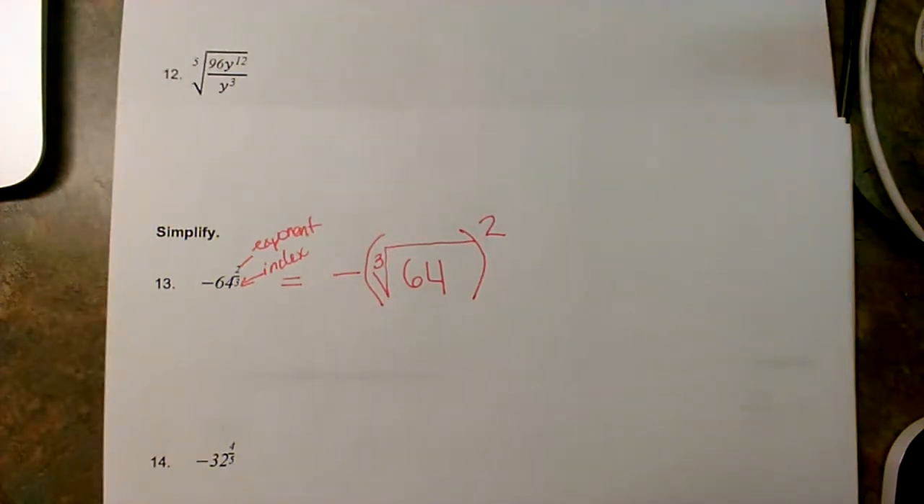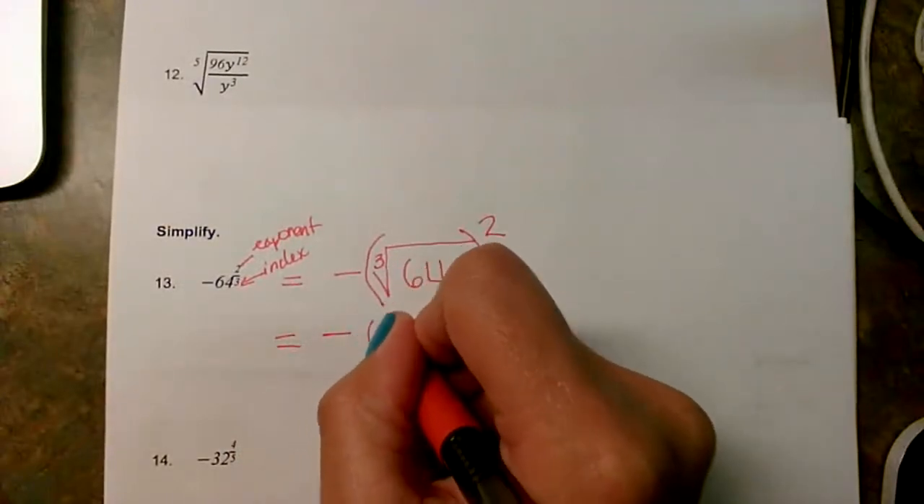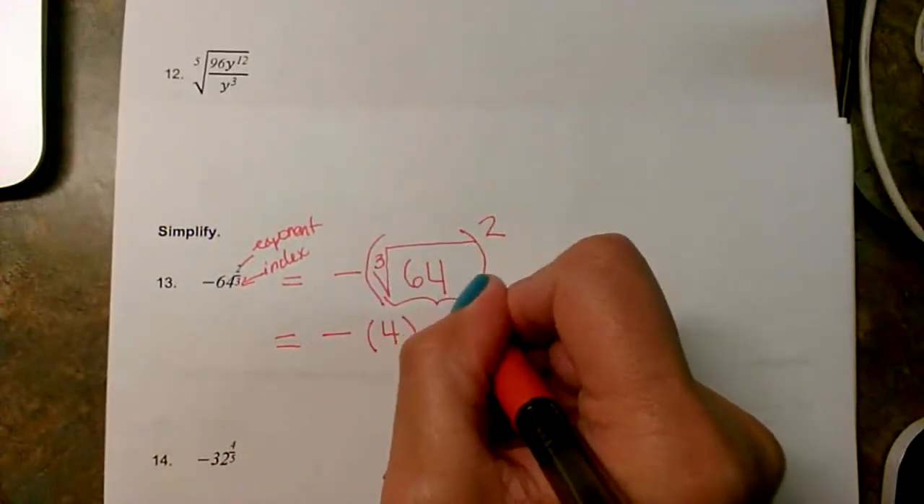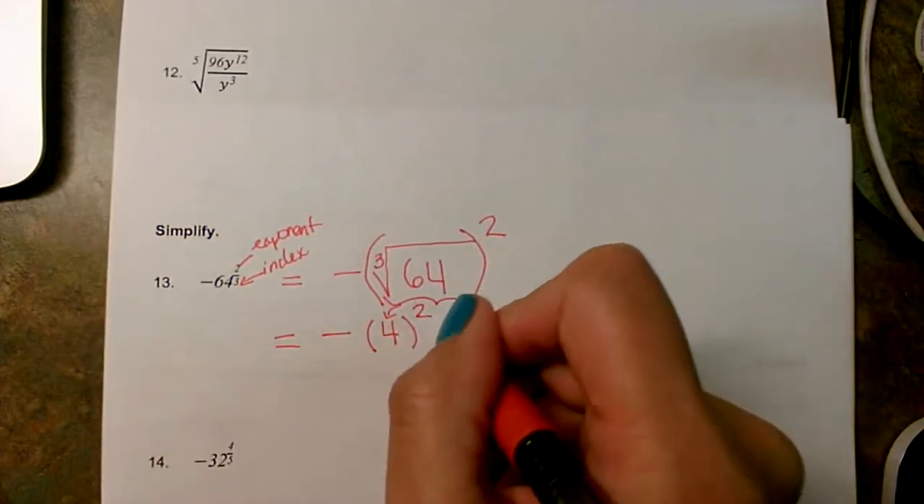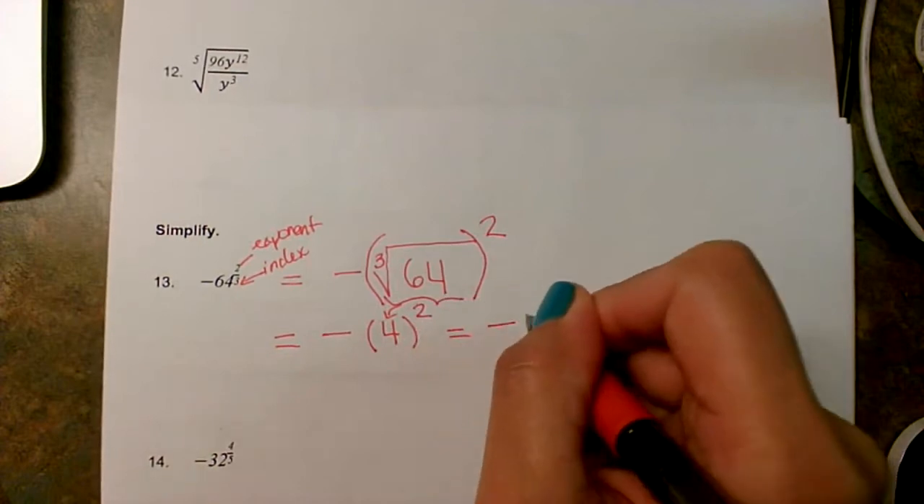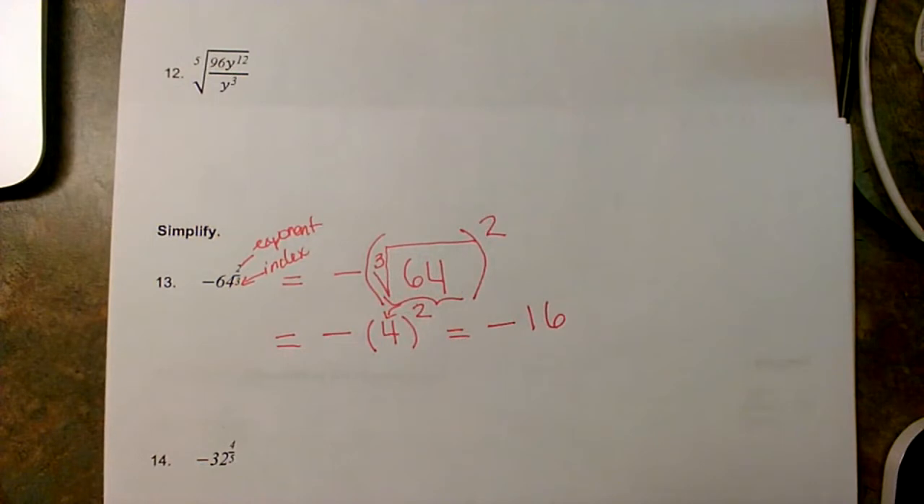So the cubic root of 64 is 4. 4 times 4 is 16. And 16 times 4 is 64. So we have 4 coming from here. Is squared. So this is going to be 4 squared is 16. The negative stays outside the whole time.